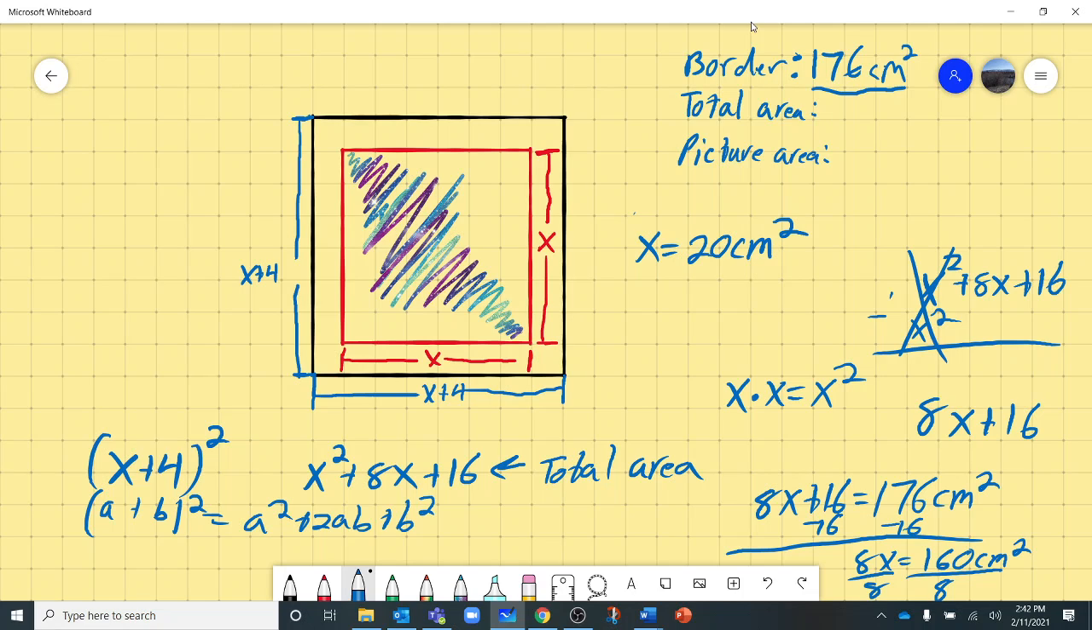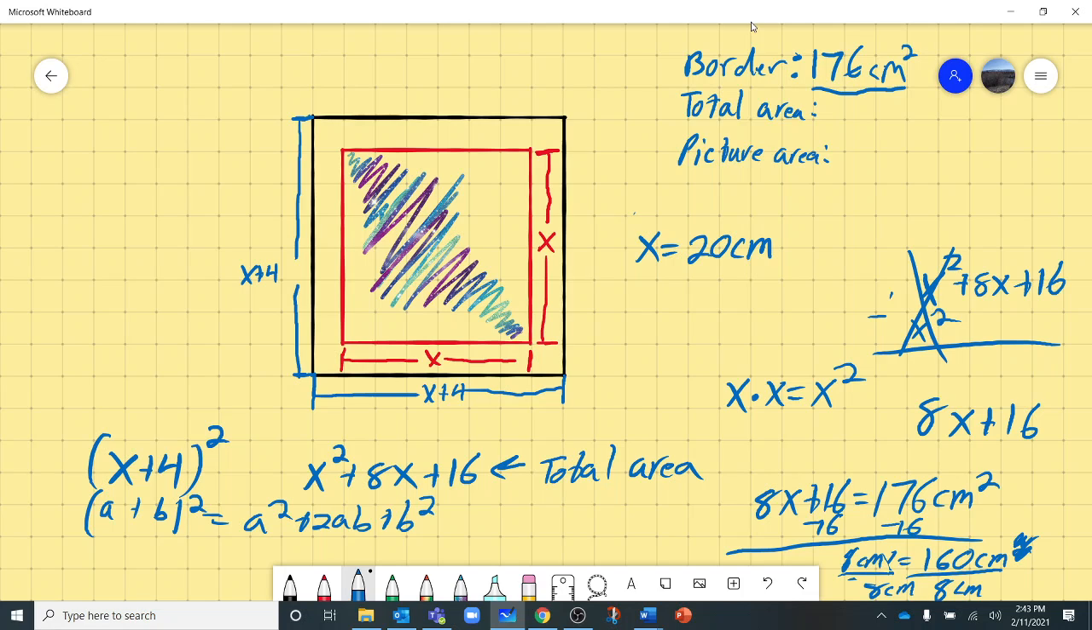And that doesn't tell us the total area or the picture area, but it does tell us what x is. So x is 20 centimeters. That's a length, that's not an area. X is 20 centimeters. 8 is also in centimeters, and so when we divide both sides by centimeters, the squared goes away. Okay, so x is 20 centimeters.